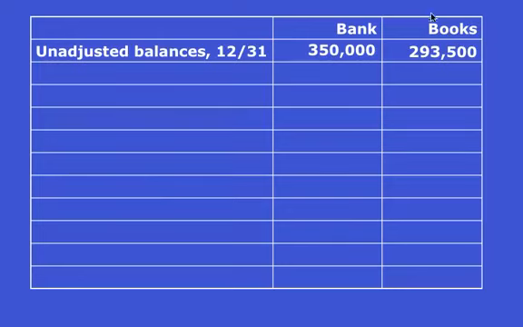And what's the error noted in number 1? PDC received. Erroneously recorded. So, nai-record ito as collection. So, book error, deduct from books. Erroneously recorded as collection.